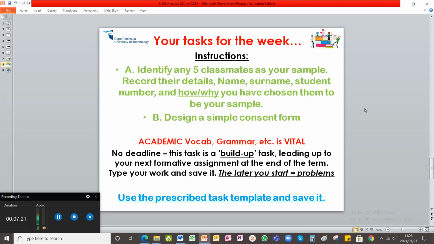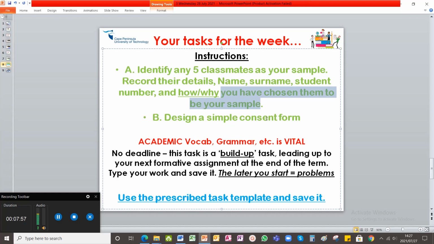Now, today's lesson is again quite short, but what you have to do for your task is identify, and you can select any 5 of your classmates, right? 5 friends as your sample, not your population, your sample. Remember, the whole class is the population. You get to choose 5 people from the full class as your sample. You need to record their details, their name, their surname, etc. And then also indicate why you have chosen these 5 people as your sample.